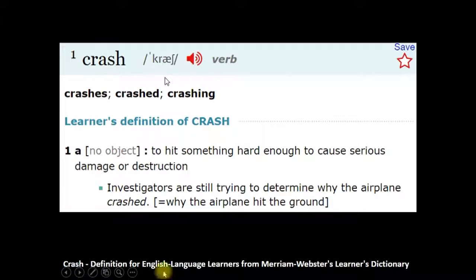Here's a common mistake. The plane was crashed into the sea. We should say the plane crashed into the sea because, like we see, crash is just a normal active verb like everything else.